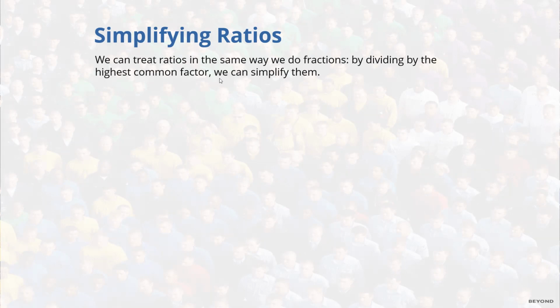Naya, can you read this part, simplifying ratios? Simplifying ratios. We can treat ratios in the same way we do fractions. By dividing by the highest common factor, we can simplify them. Very good. So the way we can simplify ratios is to divide by the highest common factor.